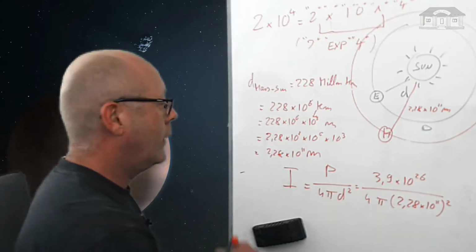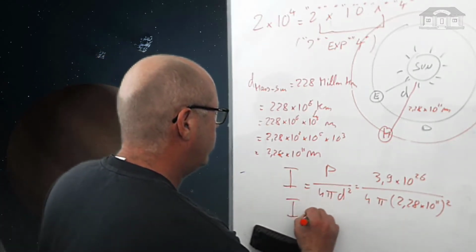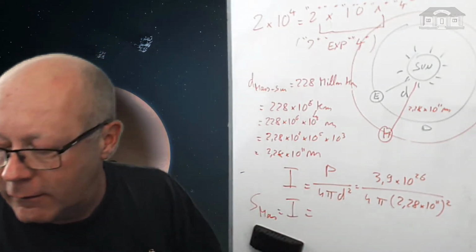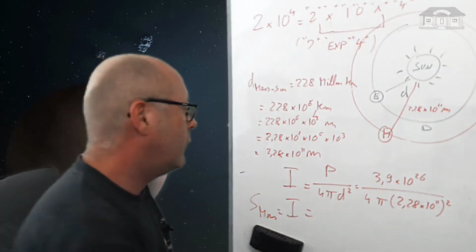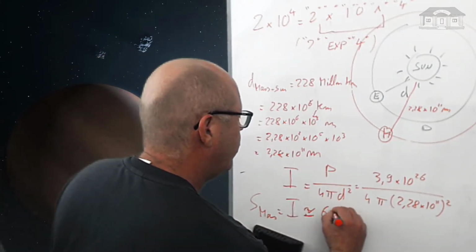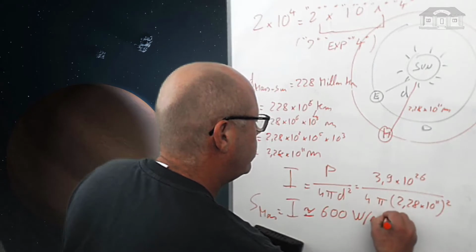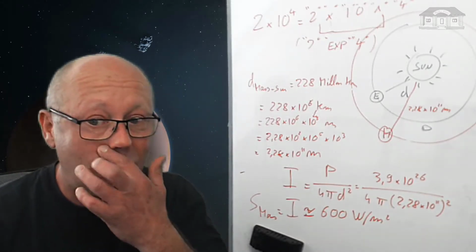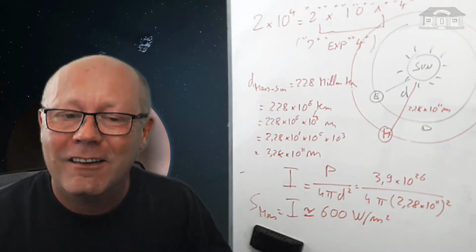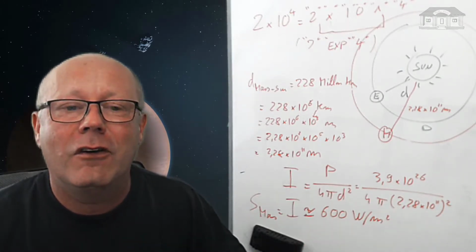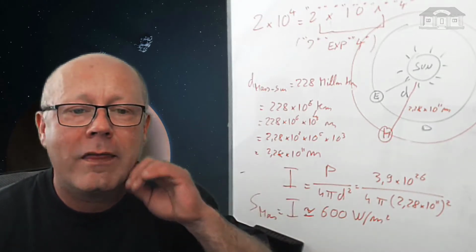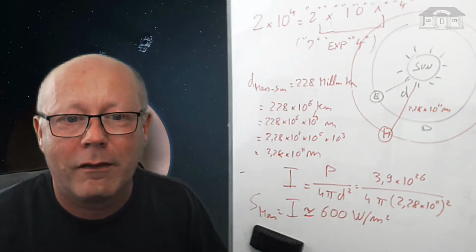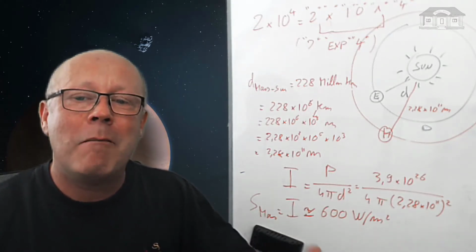Okay, I found that the solar constant for Mars is around 600 watts per meter squared. Now, 600 watts per meter squared is much less than what is received on Earth, which we found to be something like 1,400. Yes, on Mars the temperature is much colder than on Earth because Mars receives much less energy.